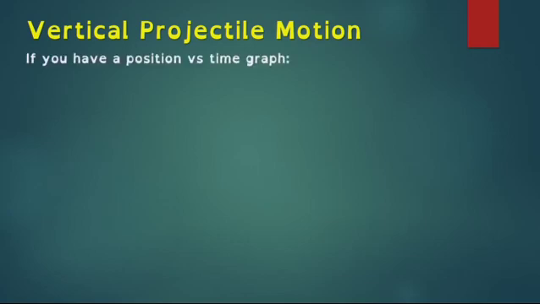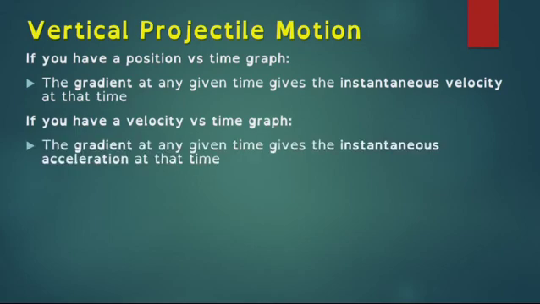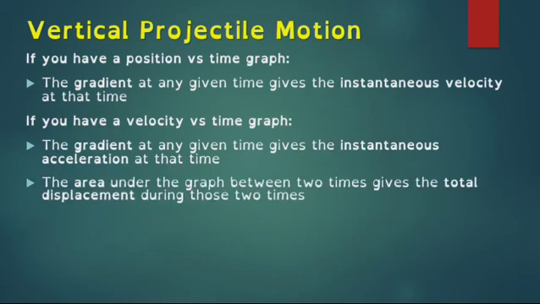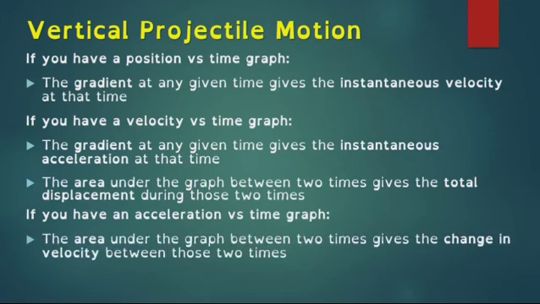There we go. Right, so in summary, if you have a position versus time graph, the gradient gives you instantaneous velocity. Velocity versus time graph, the gradient gives you instantaneous acceleration. The area under the graph gives you the displacement between those times. And guys, acceleration, there's only one thing we can do with that. We can go and calculate the area under the graph, and then it gives us velocity between two times.